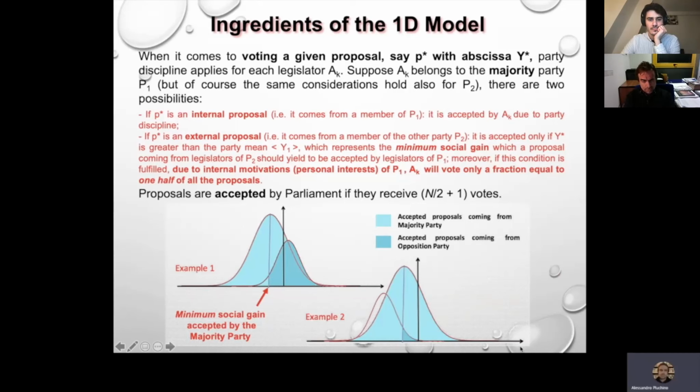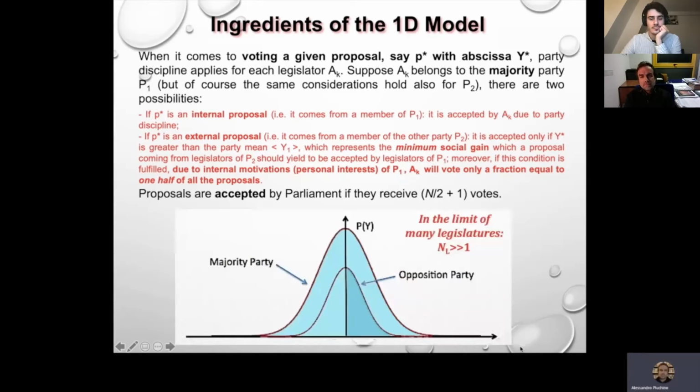Of course, a given proposal is accepted by Parliament if it receives votes from half plus 1 of the total number of legislators. In the figure, you can see a couple of examples of legislatures, each with different positions of the two parties. The dark blue areas in the Gaussian distribution represent the fraction of accepted proposals coming from the opposition party. Averaging the positions of the parties over many legislatures, both Gaussian distributions will be centered at y equals 0. We will always assume such a limit in the following analytical considerations.